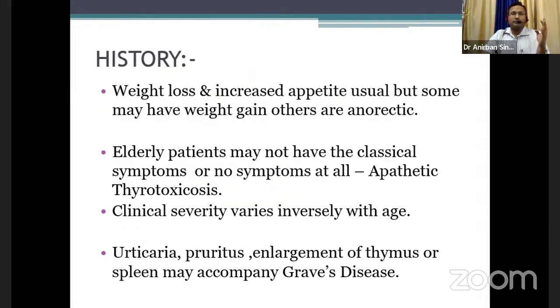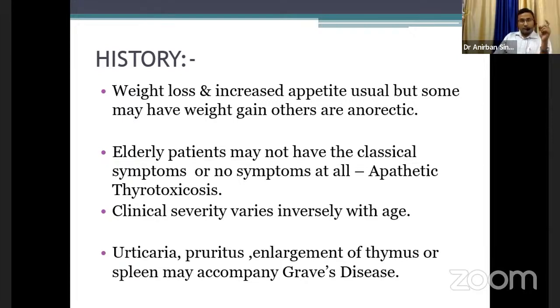History: most of the patients actually present to us with unexplained weight loss. An important cause of unexplained weight loss, maybe still now, is malignancy, then maybe metabolic disease like diabetes, and the hypermetabolic state like thyrotoxicosis. So if the patient has unexplained weight loss, we need to consider this and many other issues as well.